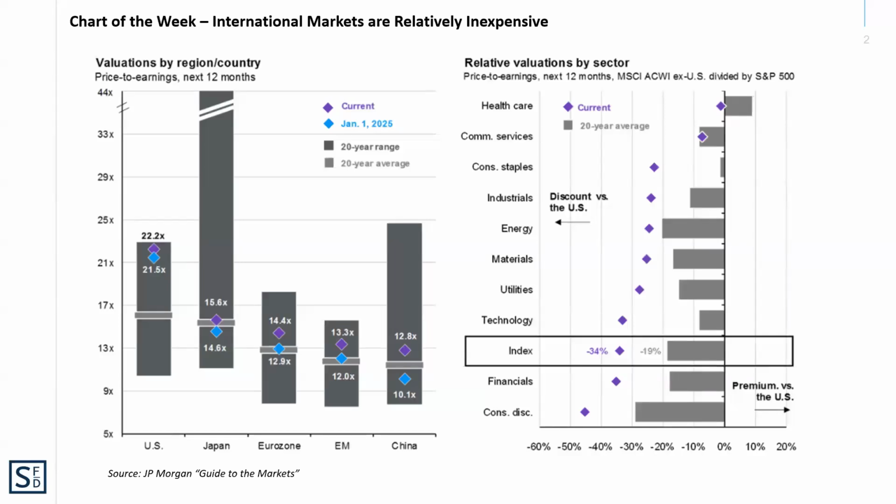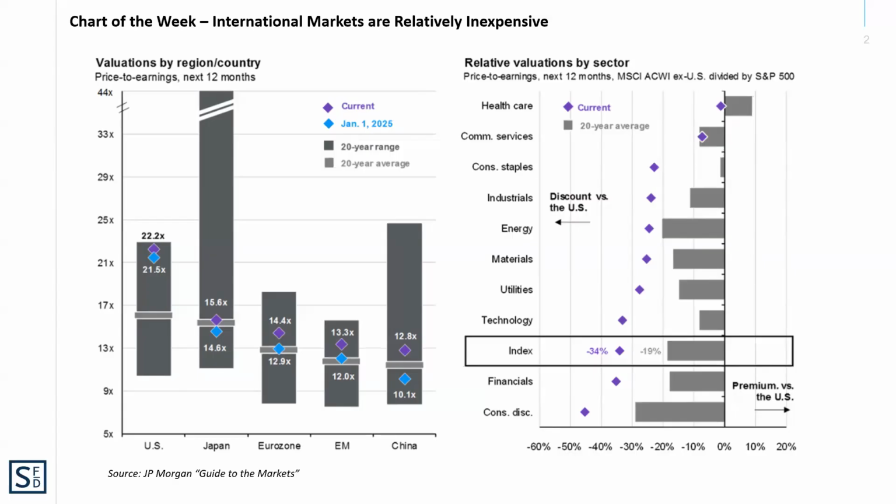And looking over here on the left, what you can see is the range of price to earnings ratios for the different major regions of the world over the last 20 years. And the diamonds, particularly the purple diamonds, show where we currently are on a price to earnings ratio basis. And you can see here at the far left that the US is up near the top of the valuation it's seen over the last 20 years, and it's well above its historical average level of valuation. You can see that in the sideways lighter gray bar.